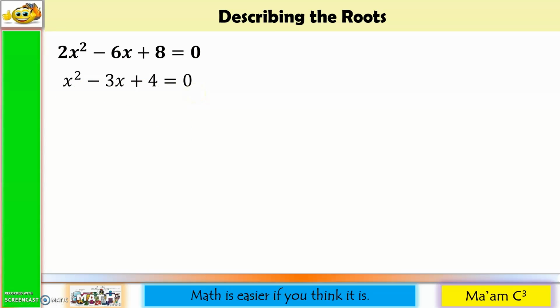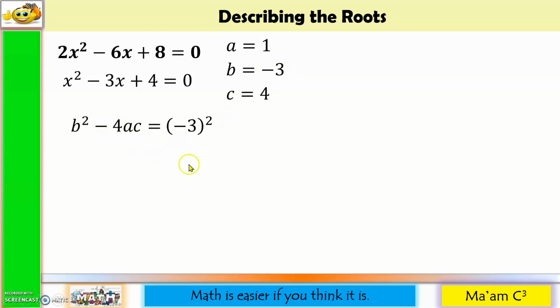Now, let us identify our a, b, and c. Our a is 1, our b is -3, and our c is 4. Next step, the discriminant. So our b is -3, so we have (-3) squared. Copy minus 4 multiplied by a, which is 1, and multiplied by c, which is 4. -3 squared is +9. 4 times 1 is 4, and 4 times 4 is 16. So we have minus 16. And 9 minus 16 is -7.